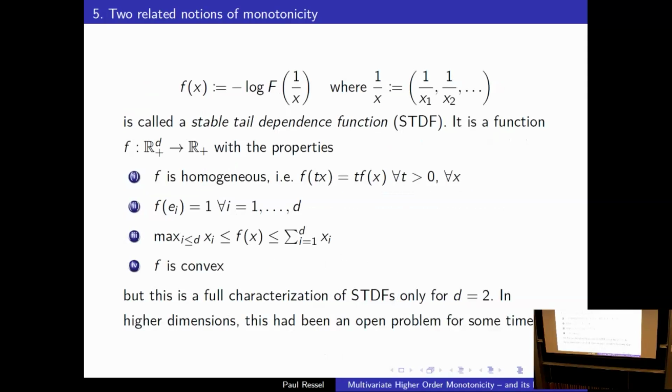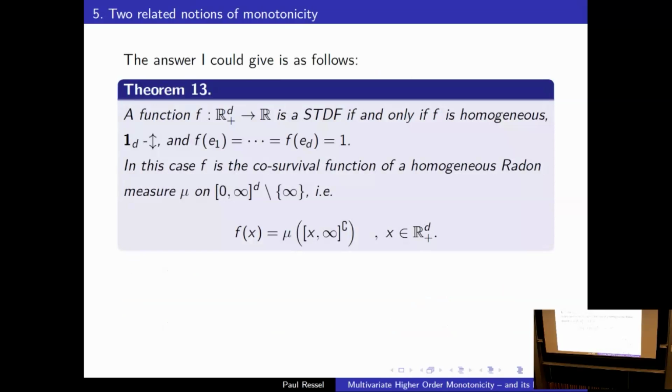It is a function of the orthant to the half-line with the property that it's homogeneous and normalized. ell is always between the maximum and the sum. This would imply, by the way, this one. And it is convex. But this is a full characterization only for d equal 2. In higher dimensions, this was an open problem for many years. And I could then prove a full characterization.